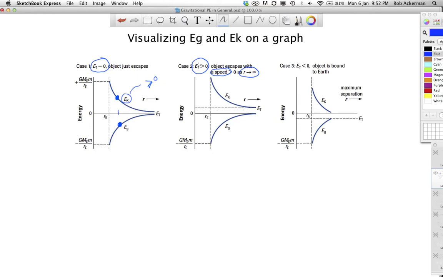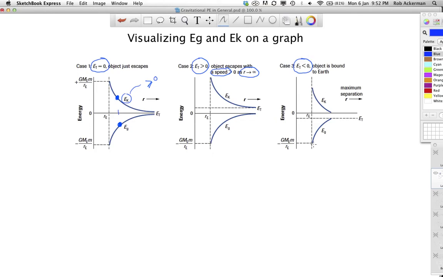So this is ideally what we would want in space travel, because we don't just want to escape from Earth. We want to actually have some energy left over to maneuver and do stuff when we get to wherever we're going. Let's look at the third case, which is ET, total energy less than 0.